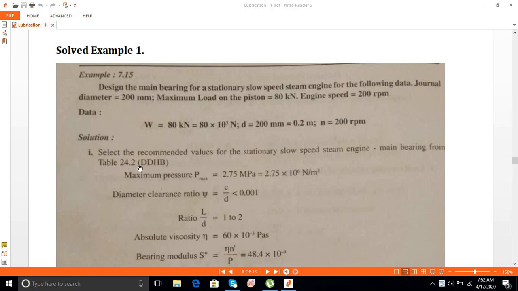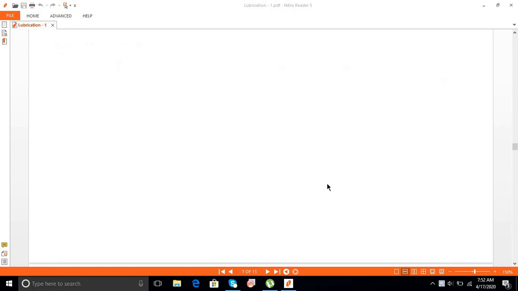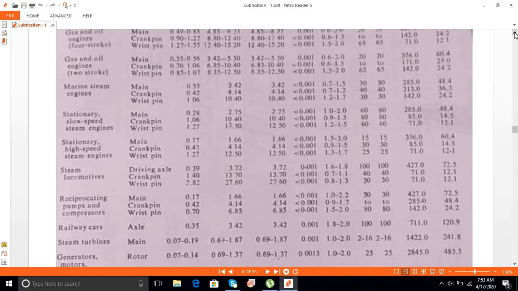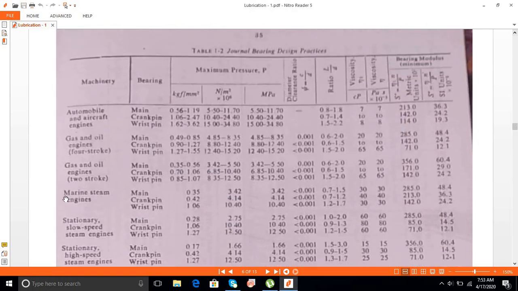So the first step is to select the data from the handbook, table 24.2, by referring to Lingaya volume 2. So the application here is a stationary slow speed steam engine, that is the main bearing. So looking into this handbook table, it is a slow speed steam engine. This is a steam engine, it's slow speed, and it's a main bearing we are trying to consider.